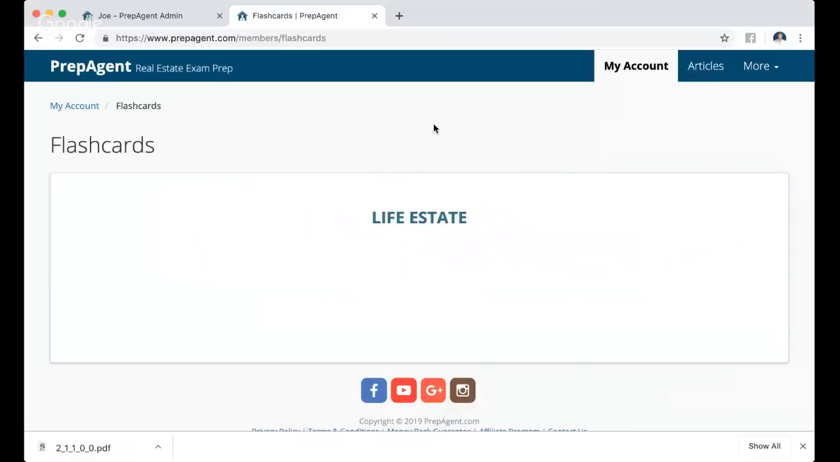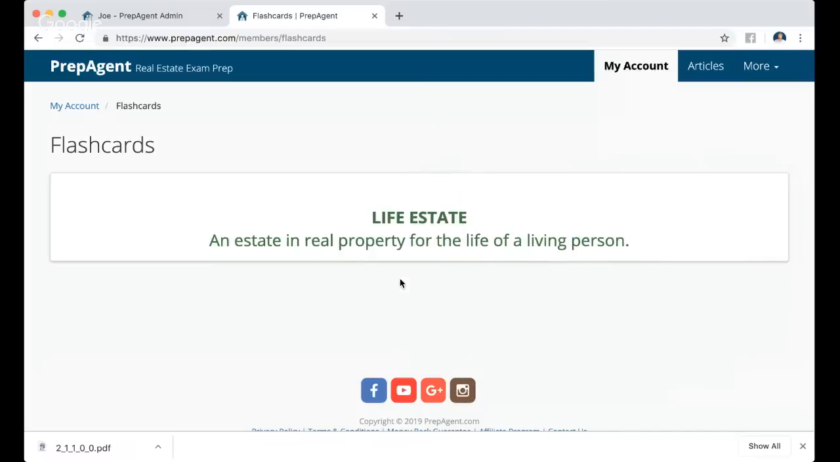And last one of the day, a life estate. What is a life estate? Who could tell me what is a life estate? So a life estate is when you own property based upon the life of another, and it's a type of freehold estate.